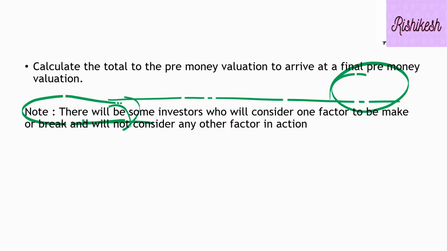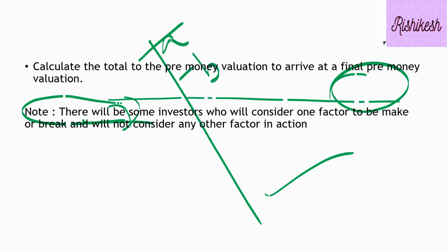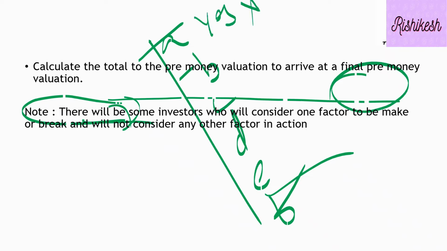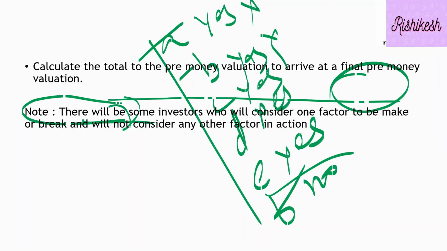Now, there is one point which is very, very important, right? You write down all the factors, you write yes or no against each, but there will be some investors who will consider one factor to be a make or break, and will not consider any other factor. So let us suppose you have written down factor A, B, C, D, E, F, and A was yes, so you wrote a value X, B a value Y, even C was yes, D was yes, E was also yes, but F was no, so value 0.